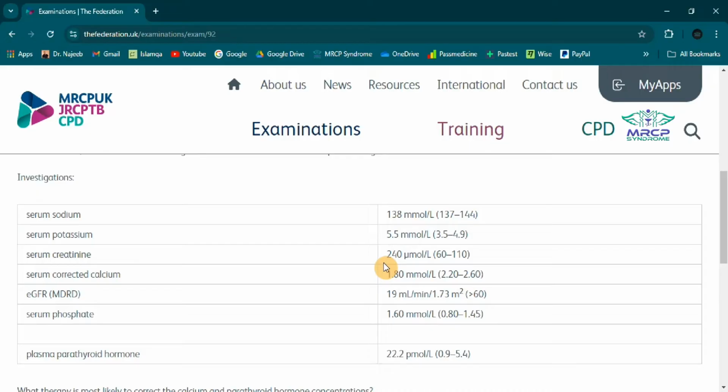So alfacalcidol. If we go for the laboratory finding analysis, this patient is having elevated serum creatinine and reduced eGFR, only 19. So these values indicate a significant renal impairment consistent with stage 4 CKD, and the kidney's ability to filter the waste product and manage the electrolyte balance is severely compromised. And the patient is also having features of hyperkalemia.